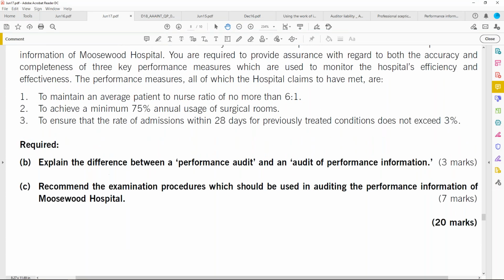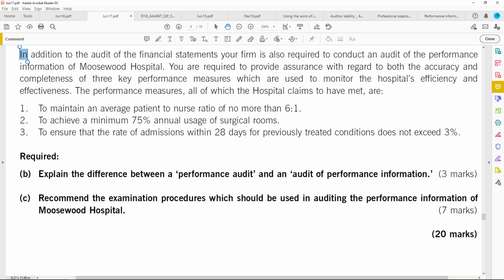Okay, I'm giving you 3 minutes. Can you read this small case study from "in addition" up to "not exceed 3%"? Can you read this short paragraph and prepare yourself for writing 7 marks procedure? 3 minutes, your time starts now. See what's happening in the case study. And once you've read, please put in the chat box done.